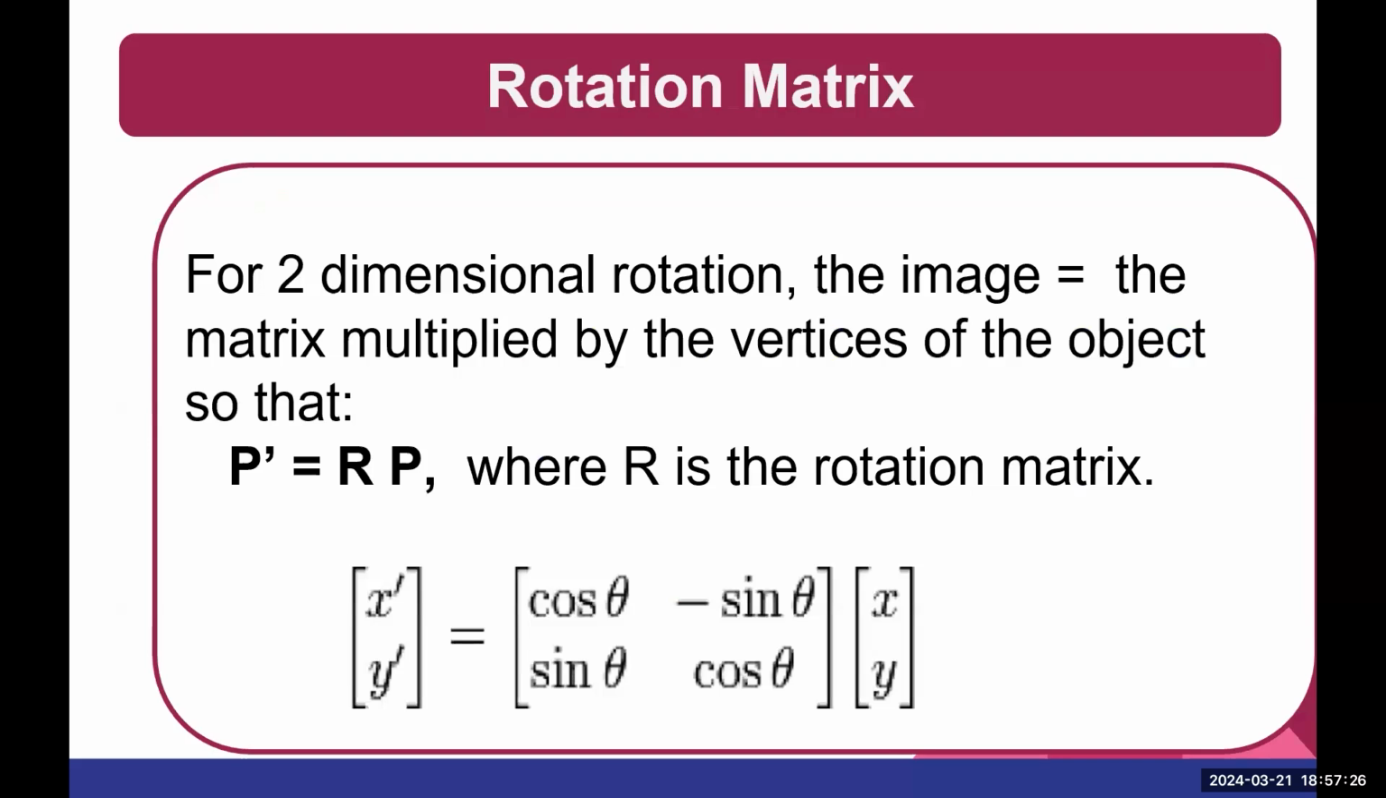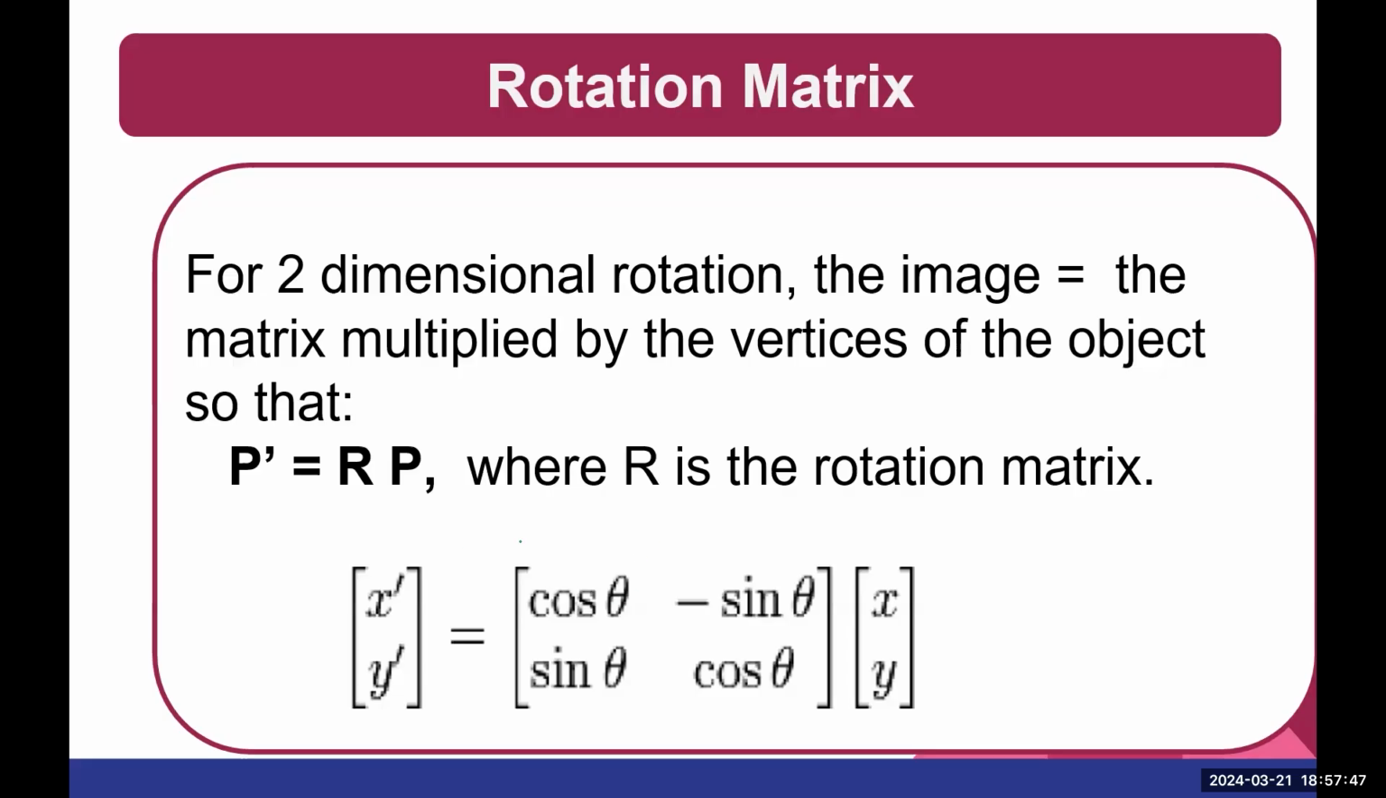So here we have it again. We're looking at two-dimensional rotation, so 2D objects. The image here is equal to the matrix multiplied by the vertex of the object. So it's similar to what we've been doing. We simply need to multiply by the rotation matrix.